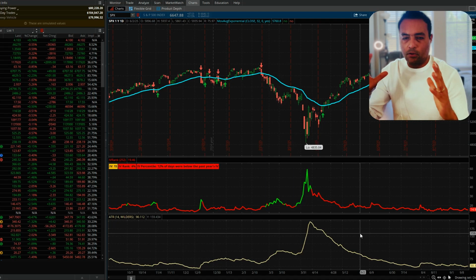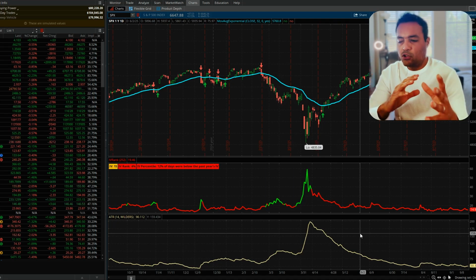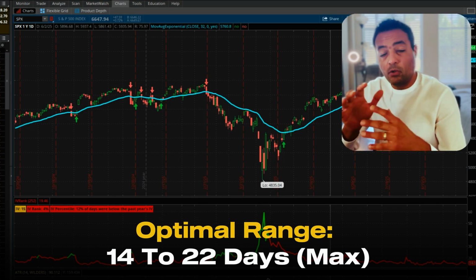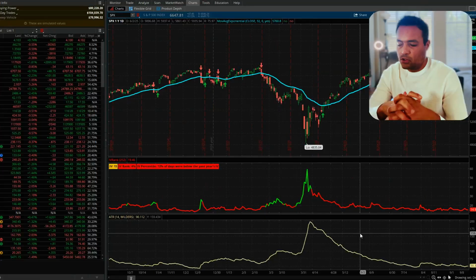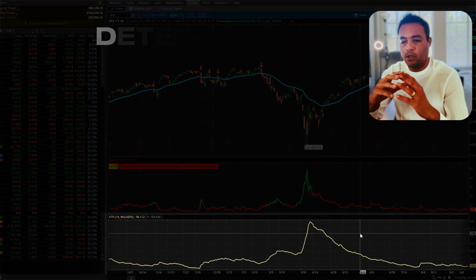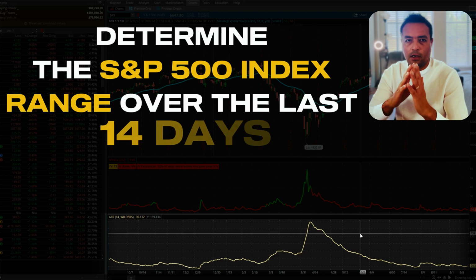I don't want to look back on that kind of period. I want to look back a very short-term period of 14 days, maybe 20 max, maybe 22 days, which covers the whole month of trading. And that's why I have this indicator here, just to tell me exactly what the S&P range has been in the last 14 days.